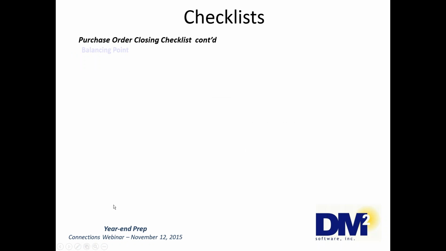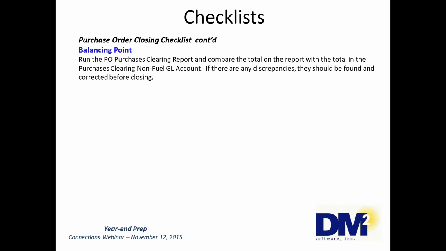Okay. So our checklist, our balancing point. We talked about this just a moment ago: running that purchases clear report and comparing it to the total of the non-fuel purchases clearing GL account. So those should match again. I'm restating this because it's very, very important. If you do this, you're going to ensure that you've got a good, clean close. That is the balancing point. As you're creating your checklist, that's what you want to do.